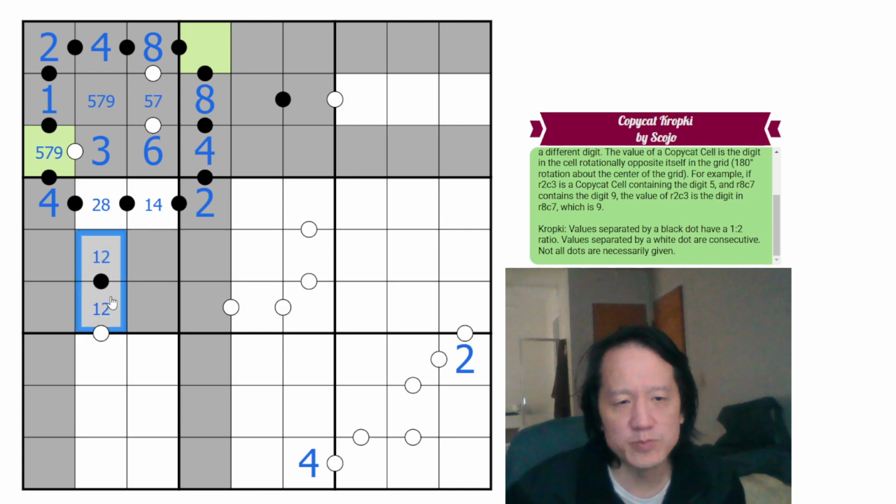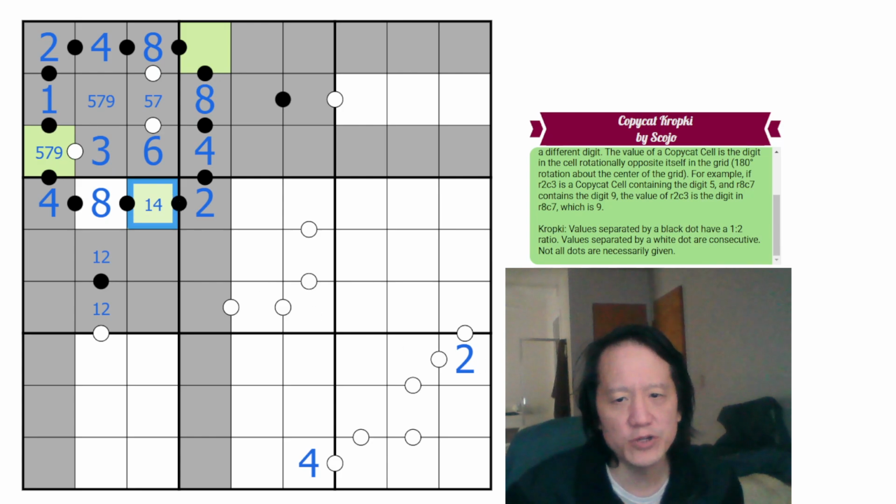Therefore, this has to be specifically 1, 2, which means this can't be 2 in value. It could be 2 in value, but that would make that 4 in value, which is not allowed. Because if this is 2 in value, it's a copycat cell, but then this can't be 4. And it would have to be 1, but we know the 1's already here. So this can't be 1. This has to be 4 and the copycat cell in value. This, therefore, has to be 8.